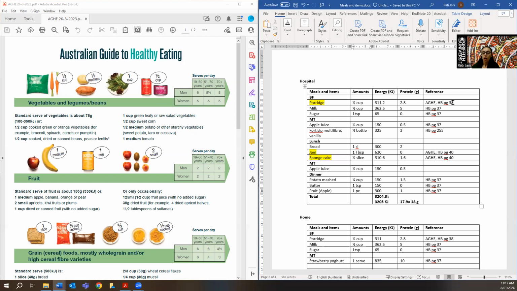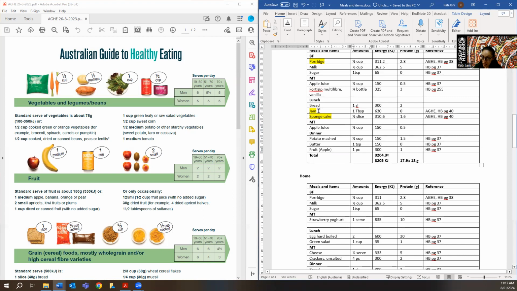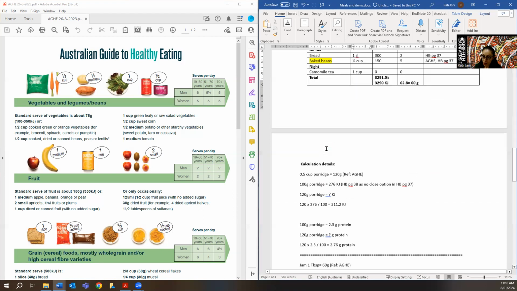All right. So now we have the first item which is eaten, which is porridge. The patient is having half a cup of porridge. So how do I calculate energy and protein using the resources that I am allowed to carry in the exam hall? I have scaffolded these yellow highlighted ones. I have scaffolded the calculations for you below.